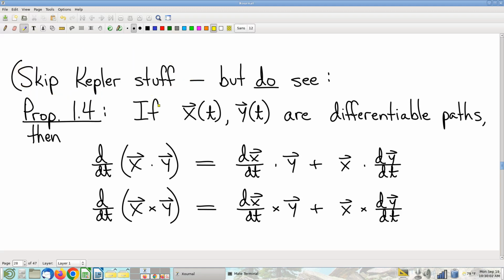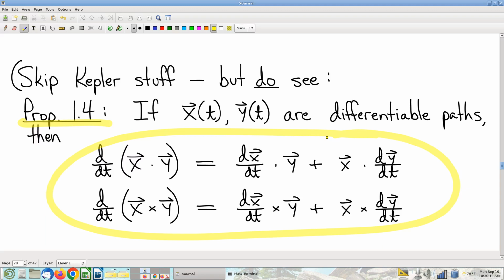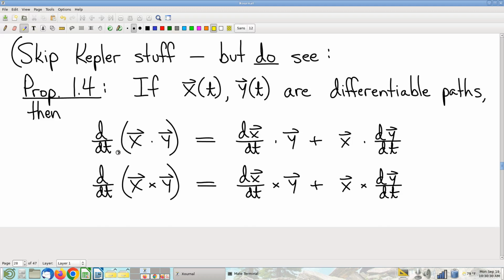Okay, that said, hidden inside of that discussion, there is some pretty useful stuff. In particular, we have two kind of product rules here for parametric curves. And so I just wanted to point these out. Again, they're exactly what you would think at a glance. But these are things that you should know, even though they're kind of buried inside of that Kepler stuff that you're excused from. Okay. All right.